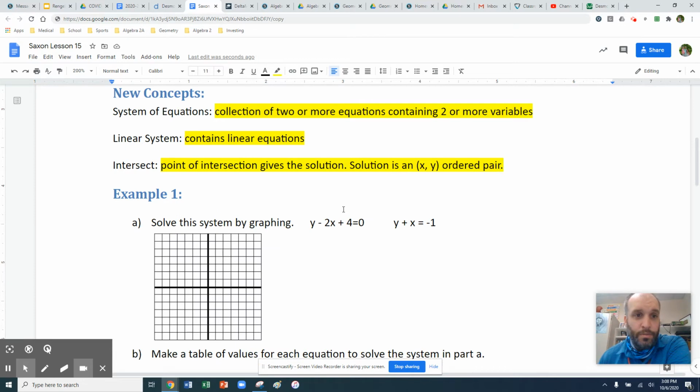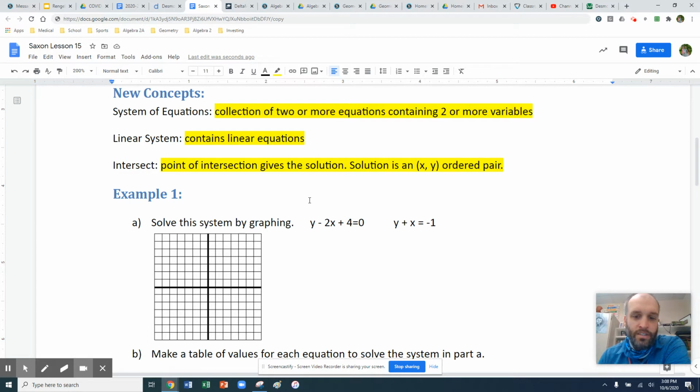A couple of new concepts before we start. A system of equations is a collection of two or more equations containing two or more variables. A linear system contains only linear equations. So everything that we see today will produce lines that intersect. The point of intersection is where we're going to find the solution. The solution is going to be an XY ordered pair. So let's get started. We will start with example 1.